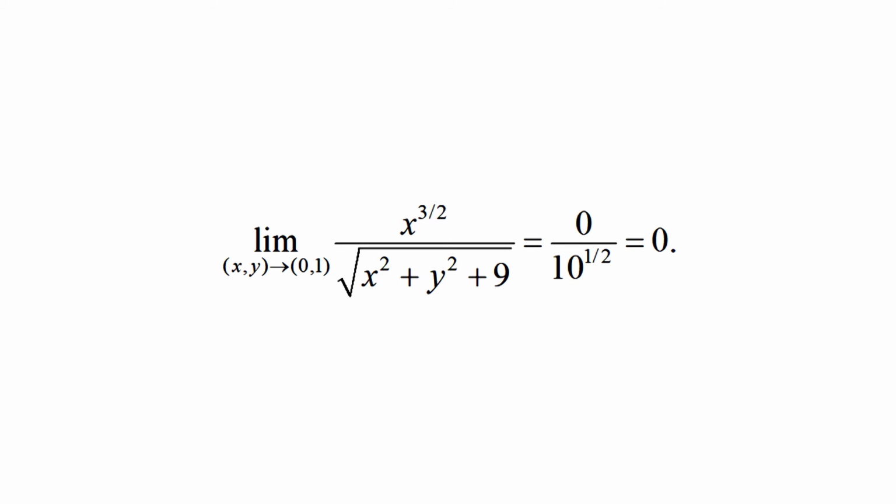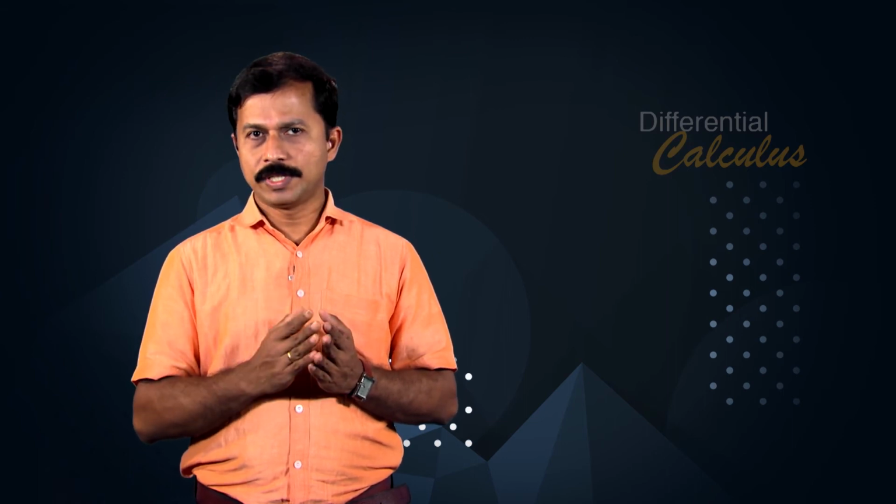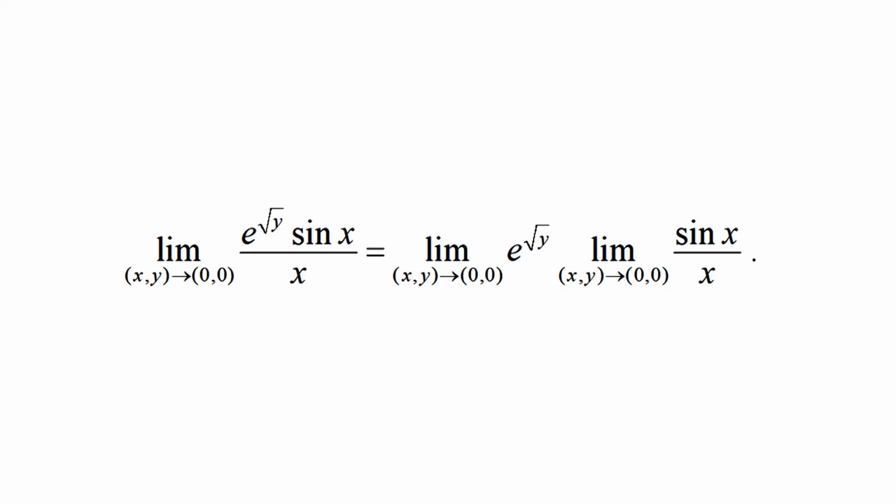Hence, the limit as (x, y) approaches (0, 1) of x raised to 3 by 2 divided by the square root of x square plus y square plus 9 is equal to 0 by 10 raised to half, which is equal to 0.